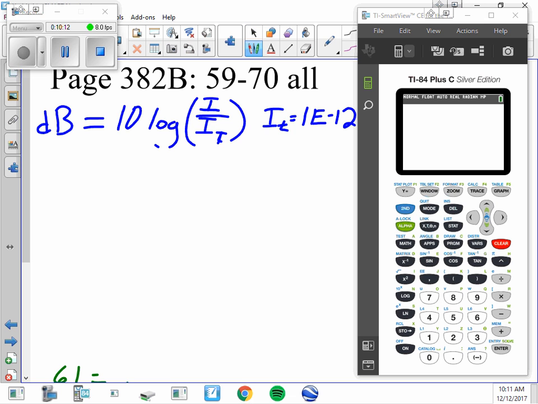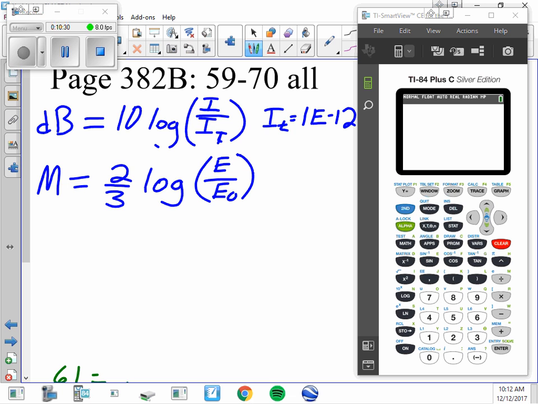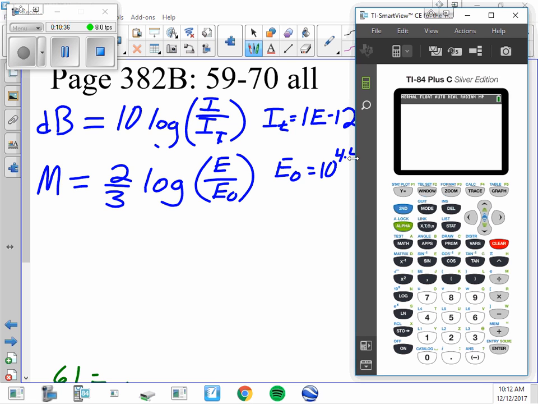Earthquakes are the same way. The formula is magnitude is equal to 2/3 log of E over E sub 0, where E sub 0 is 10 to the 4.4.